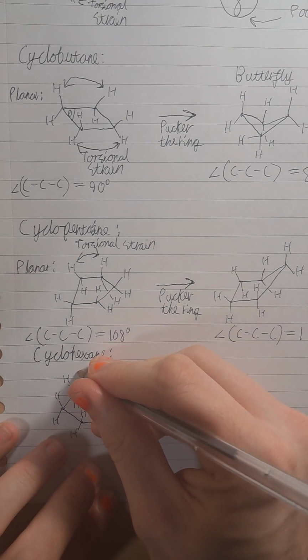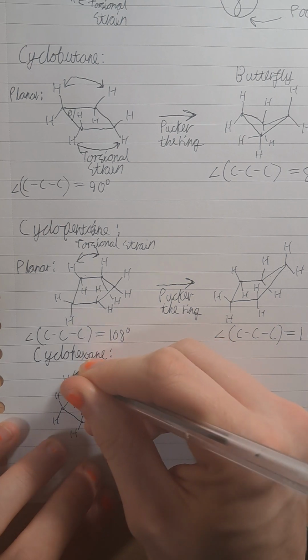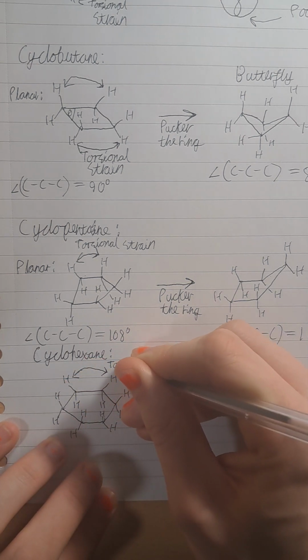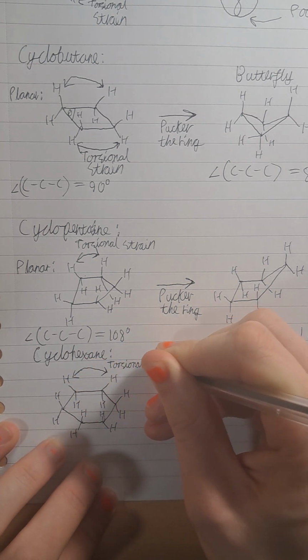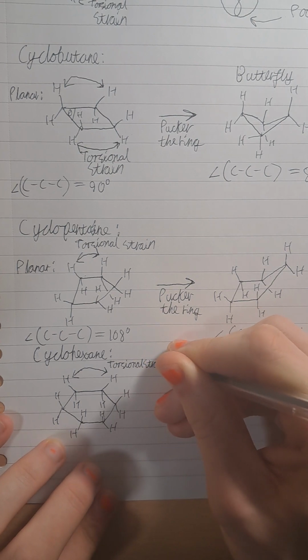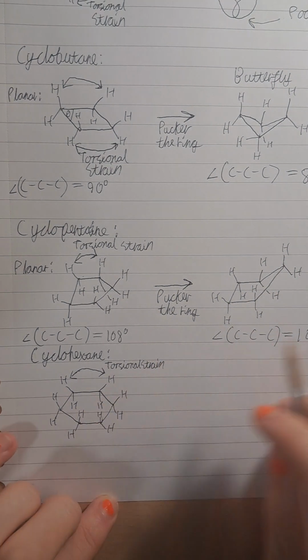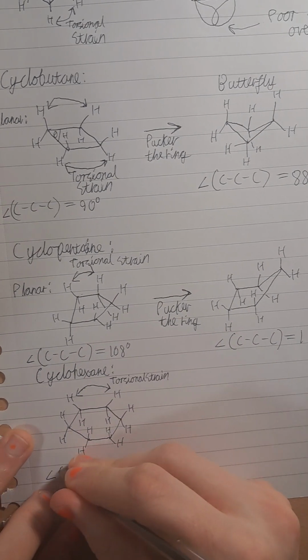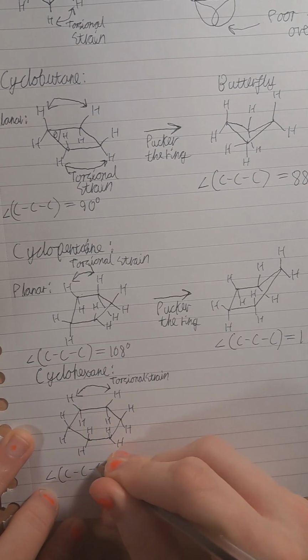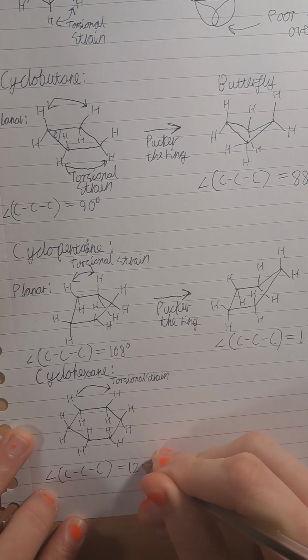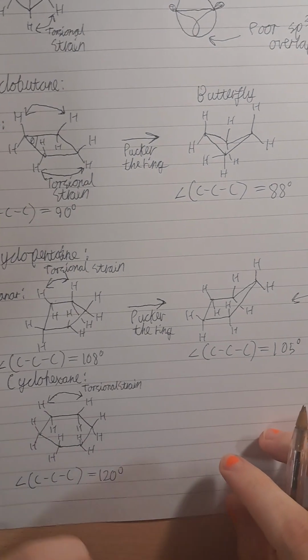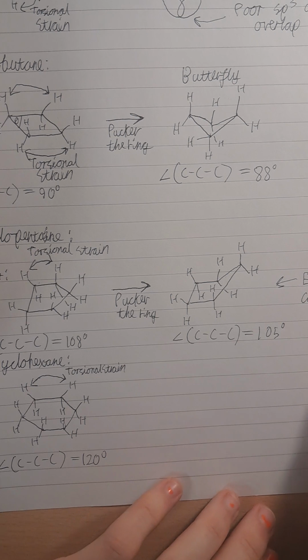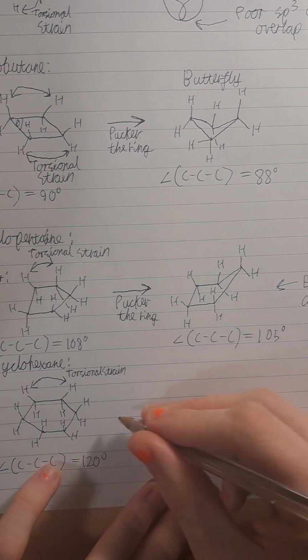Anyway, right, torsional strain, you know it, between those hydrogens, always there. Torsional strain. Then again, this is going to be the planar conformation here, and in this instance, the CCC bond angle is going to be equal to 120 degrees. Quite nicely. Right, then here we go.